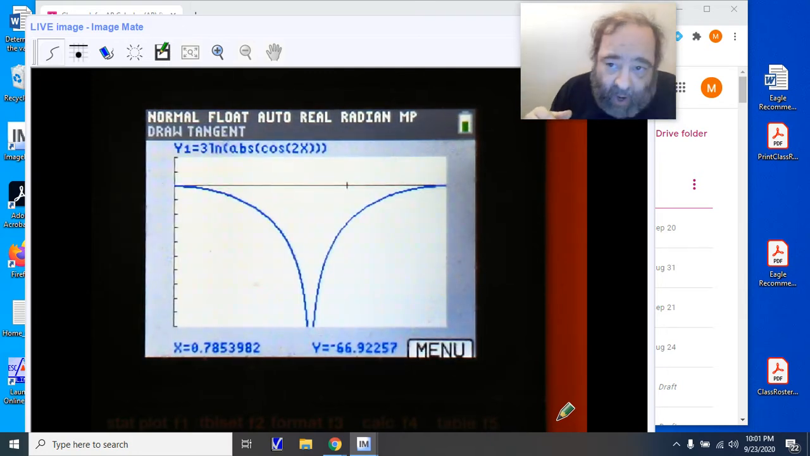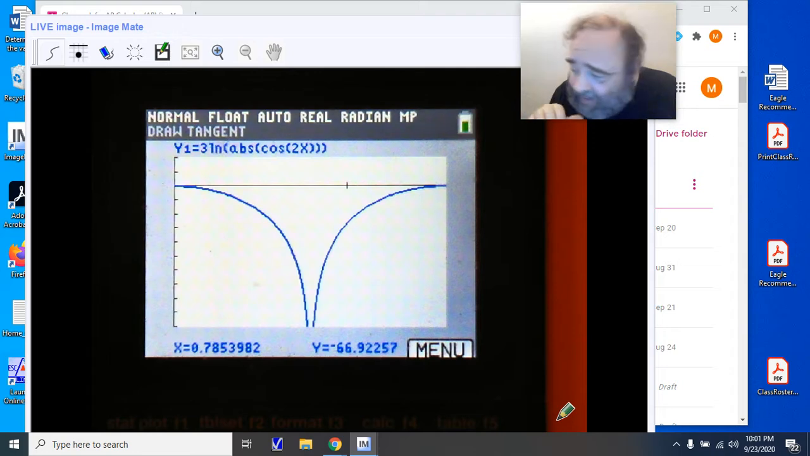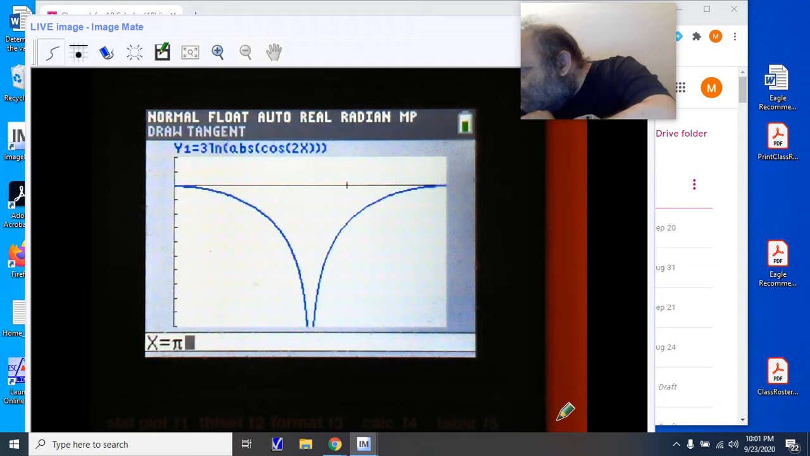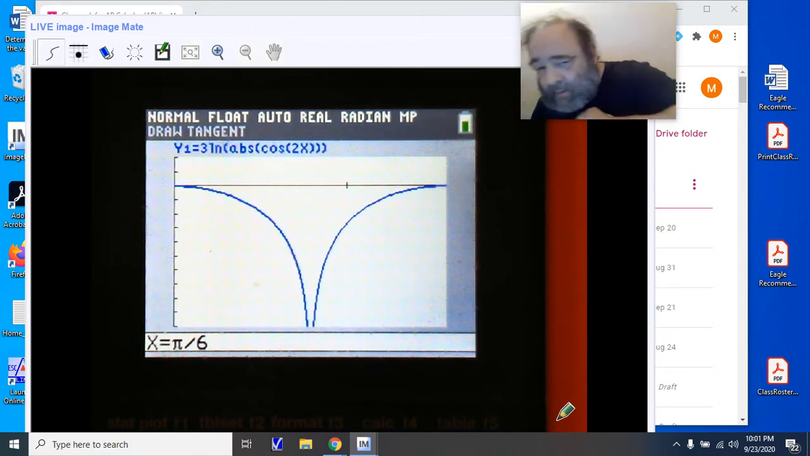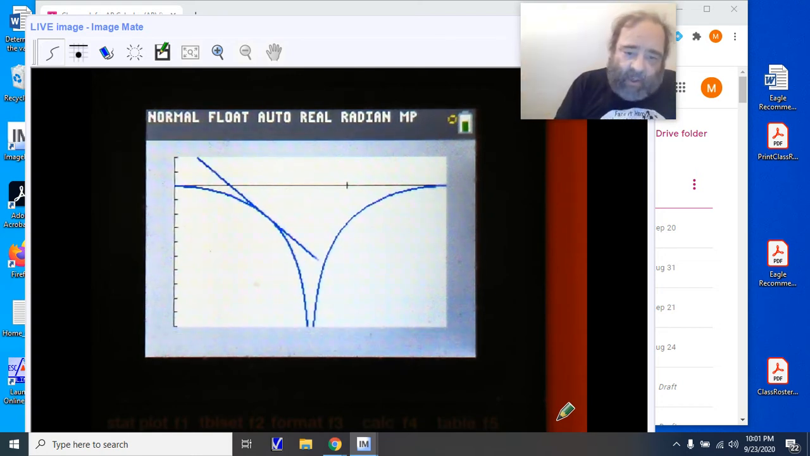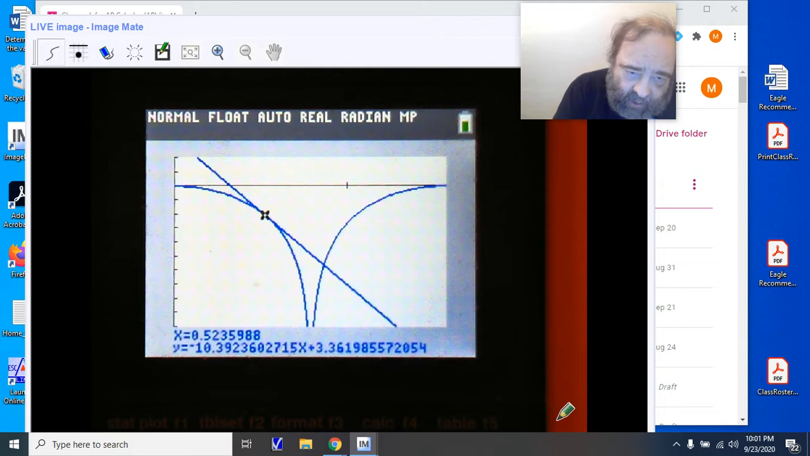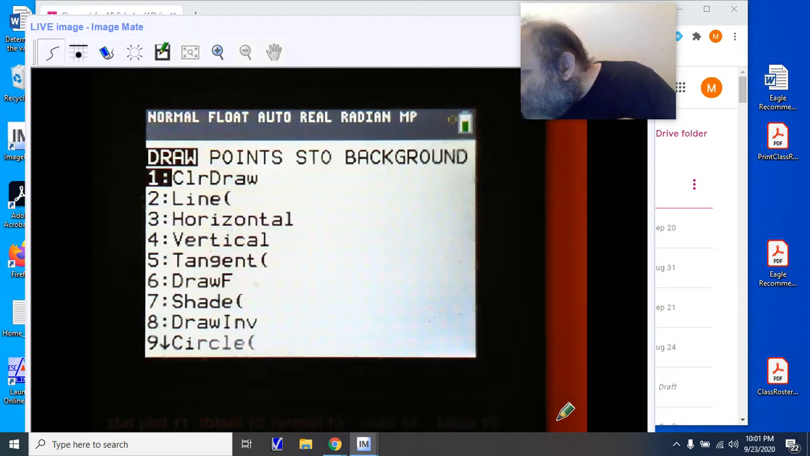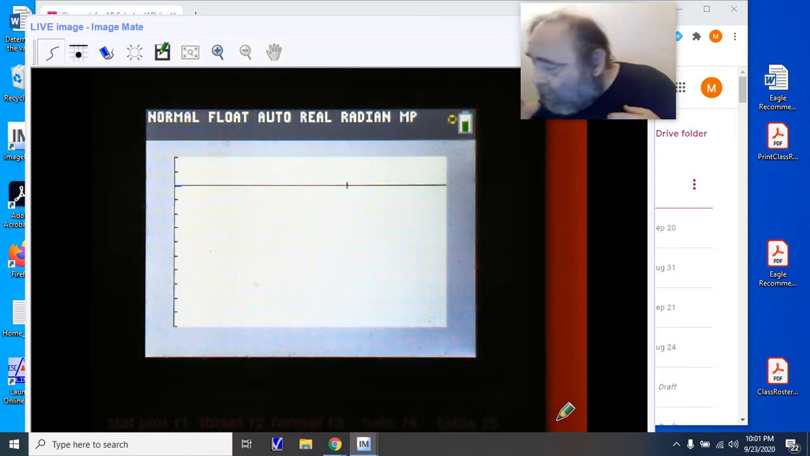And they wanted it at pi over 6. So before we do anything else, we're going to do pi, that's second caret, divided by 6. Now when you hit enter, the calculator is going to do all of the work for you. It is going to find the equation of the tangent line, and you're all set to go. Now, if you would rather do some more work, there are other options. Please be aware, in order to get this, you have to go to second program and hit clear draw.